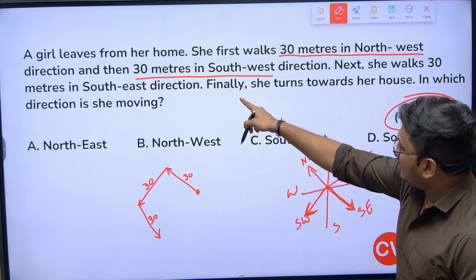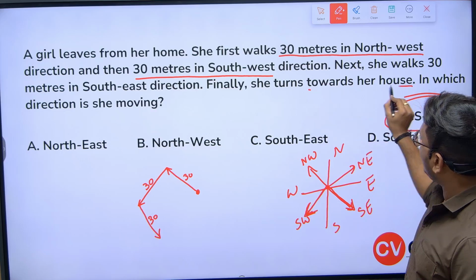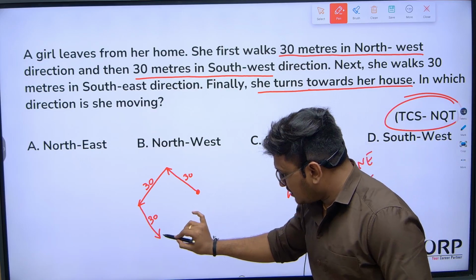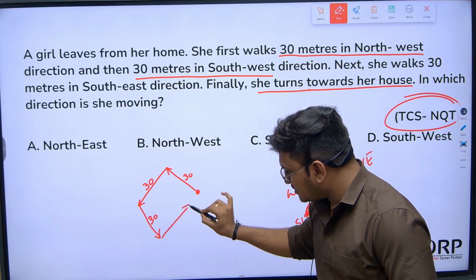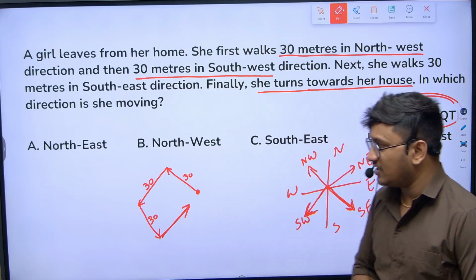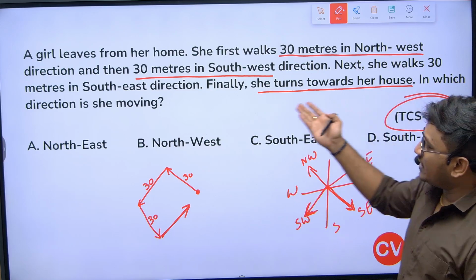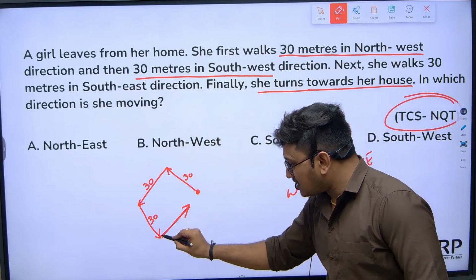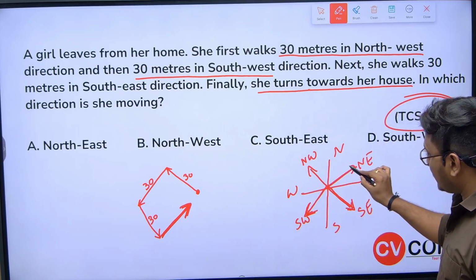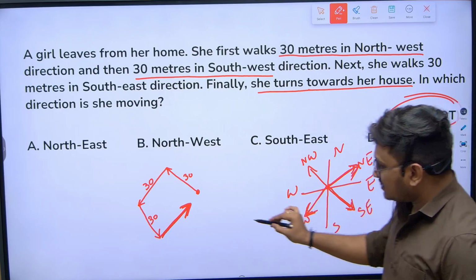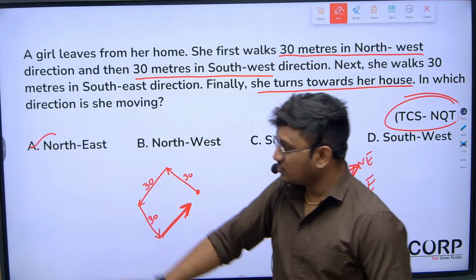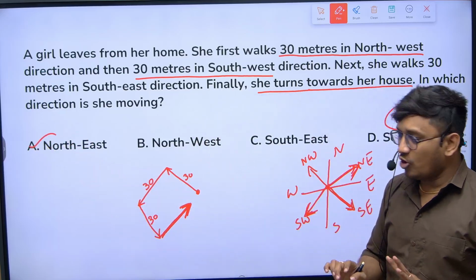Finally she turns towards her house. Where is her house? Here. She turned towards her house, so this is the direction she is moving. Now the question is, in which direction is she moving? So this arrow indicates which direction? If you observe, this is the direction, and this indicates the northeast direction. I hope you all are clear.